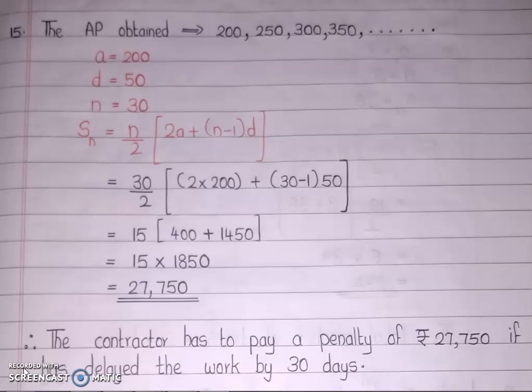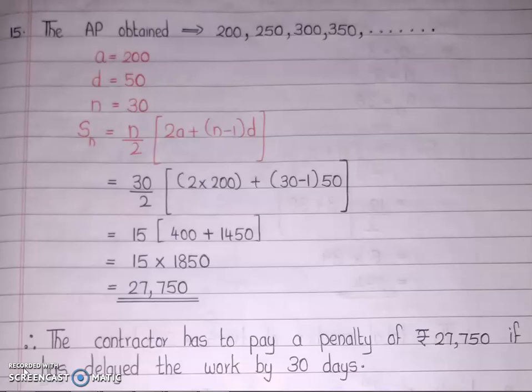So the AP is given in the question. What is the AP given in the question? 200, 250, 300, 350 and so on. From this you can calculate the common difference, but it is also directly given in your question. That is ₹50 more than the preceding day. So common difference is 50.